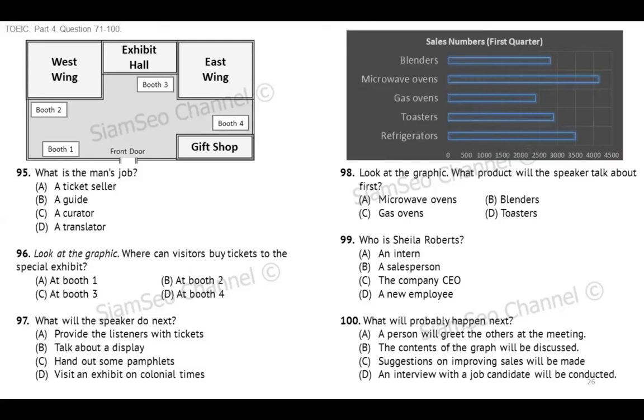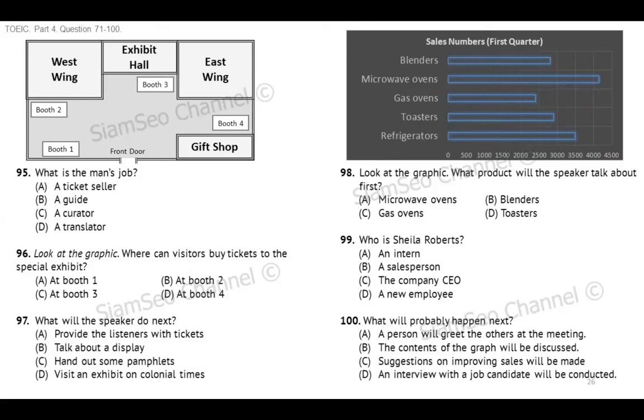Questions 98 through 100 refer to the following excerpt from a meeting and graph. All right, let's get this meeting started. Today we received the figures from the first quarter, and they're somewhat worse than we had expected. So I'm going to discuss each type of item we sell, starting with the worst selling one first. However, before I do that, I'd like to introduce our newest employee to you.